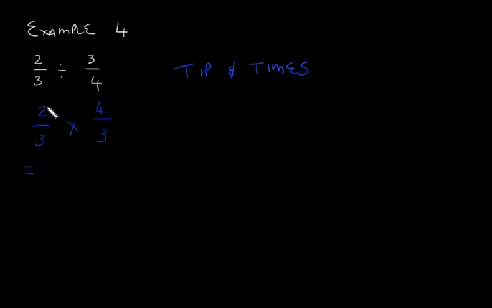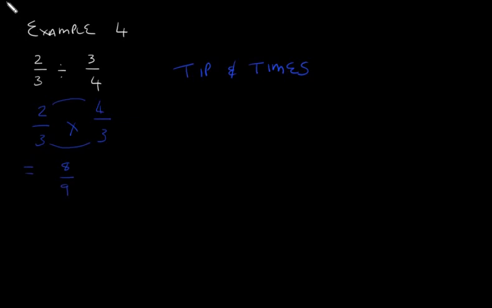Does anything simplify? Let's use our bow tie method. 2 and 3, nothing simplifies. 4 and 3, nothing simplifies. 3 and 4, also nothing. 3 and 2, also nothing. So we multiply numerator times numerator, denominator times denominator, and that will give me 8 over 9.